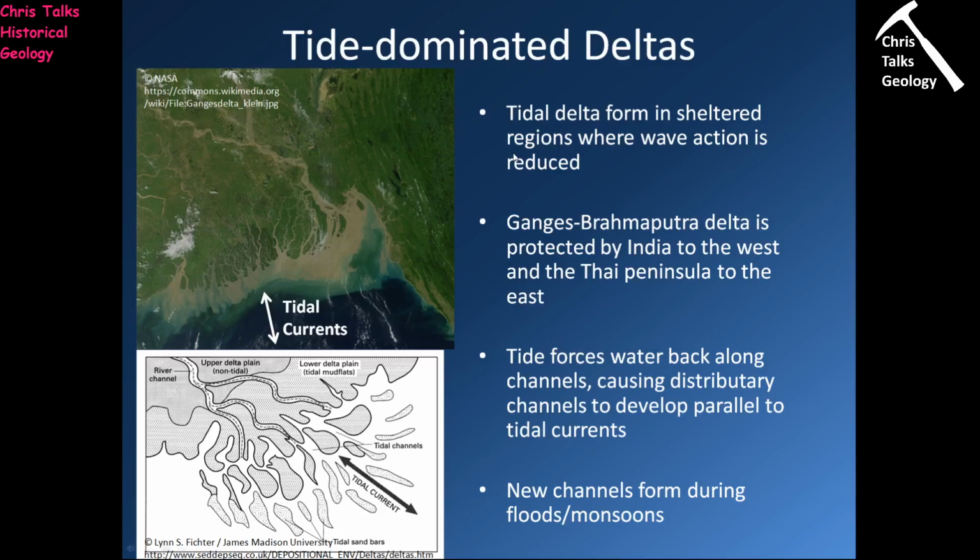Your final type of delta are your tide-dominated deltas. The classic example of a tide-dominated delta is the Ganges Delta. We tend to get tide-dominated deltas forming in slightly more sheltered regions where wave action is a little bit more reduced. So in terms of the Ganges Delta, it's actually protected by India to its west and the Thai Peninsula to its east, so that helps to give it some degree of protection.